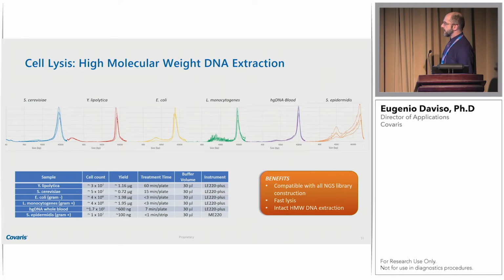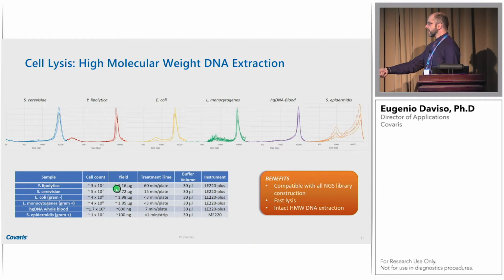So this is an example of the high molecular weight DNA that was extracted from yeast, Saccharomyces cerevisiae and Yarrowia lipolytica, gram-negative E. coli, and gram-positive Listeria monocytogenes and Staphylococcus epidermidis, and also high molecular weight human genomic DNA from blood. So this workflow was done literally just with blood, adding the buffer on the liquid handler, doing some runs of AFA, bead purification, and we get DNA with a molecular weight of about 40,000.